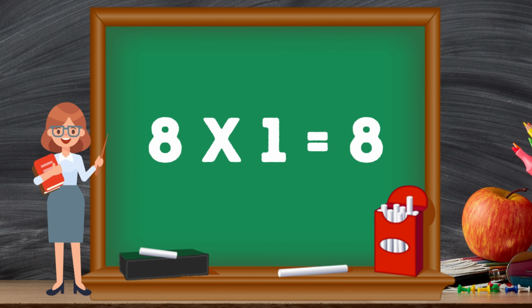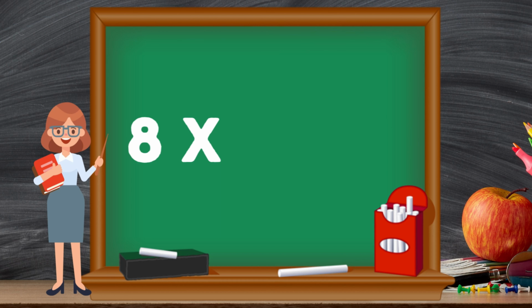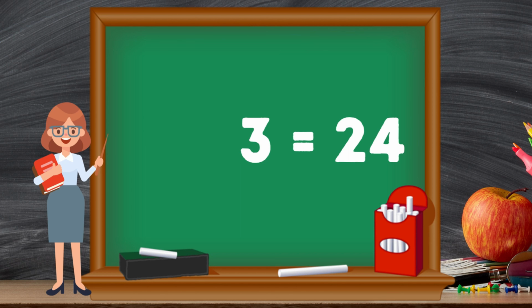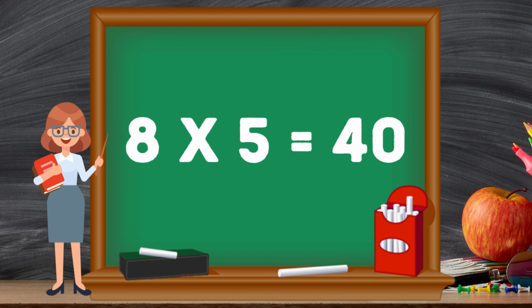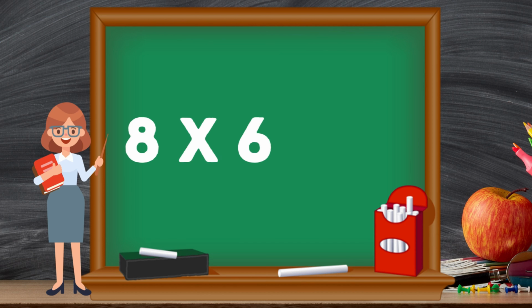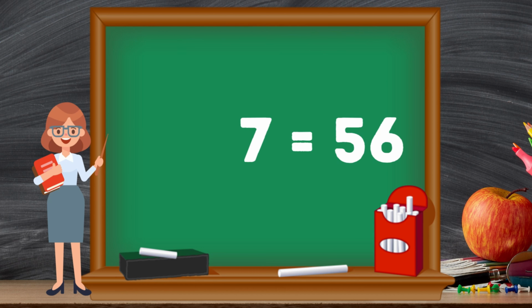8. Eight twos are 16. Eight threes are 24. Eight fours are 32. Eight fives are 40. Eight sixes are 48. Eight sevens are 56.